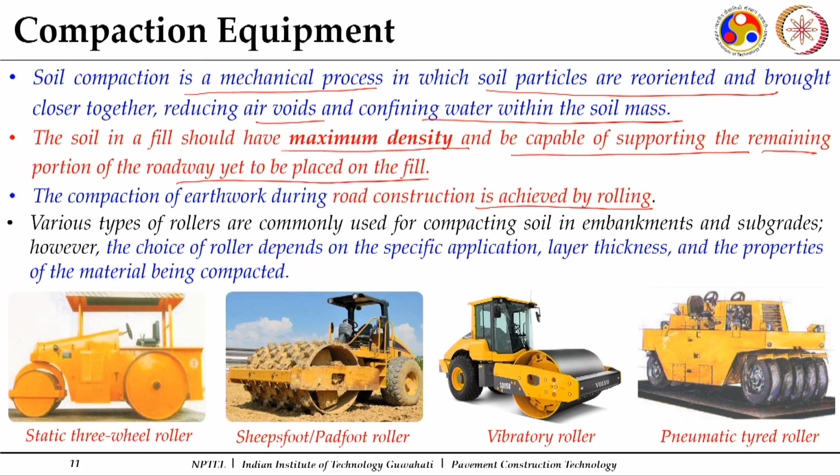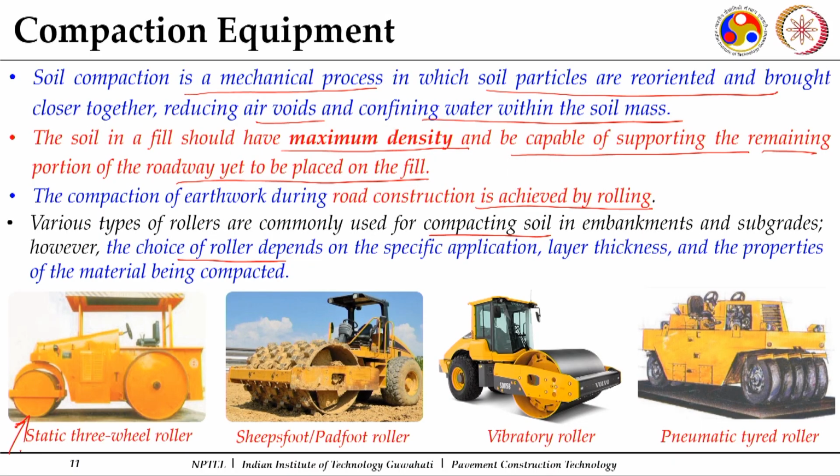And these compaction equipments help us through rolling, through the movement of these compaction equipments, we are able to achieve the density. Various types of these rollers, which we call by the common name rollers, are commonly used for compacting soils in embankments and subgrades. We'll discuss many types of rollers and where they can be used. So, for the choice of roller, I can use a static 3-wheel roller. A picture has been shown here.